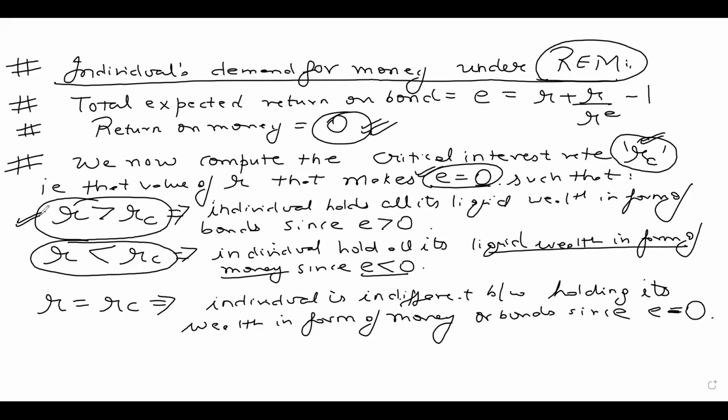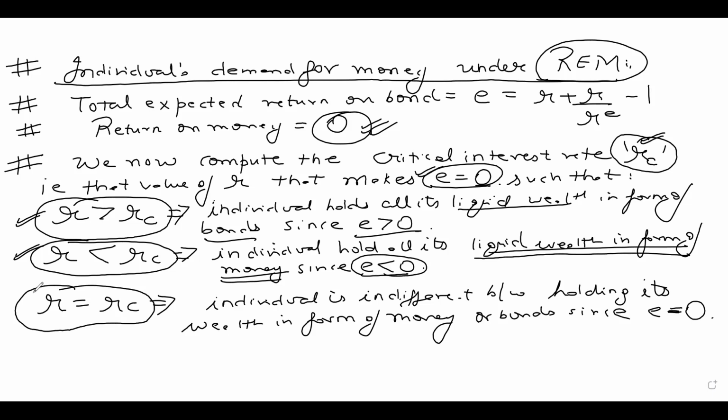When the actual exceeds the critical interest rate, E will be greater than 0. So the individual is going to hold all its liquid wealth in the form of bonds. When the actual interest rate falls below the critical level, returns from holding bond is less than the returns from holding money. That means E is less than 0. So the individual is going to hold all its liquid wealth in the form of money. And when the actual interest rate exactly equals the critical level, returns from holding bond exactly equals the returns from holding money. So the individual is indifferent between holding its wealth in the form of money or bonds.